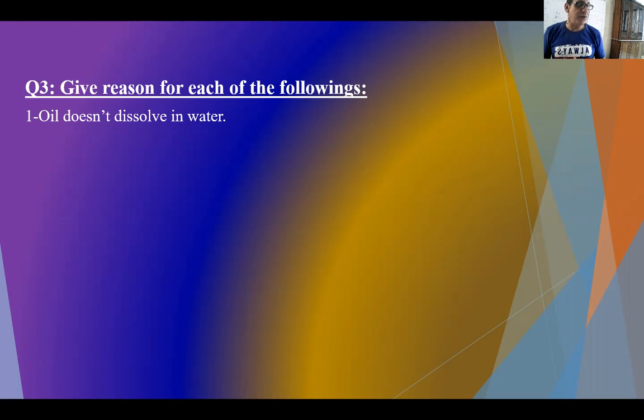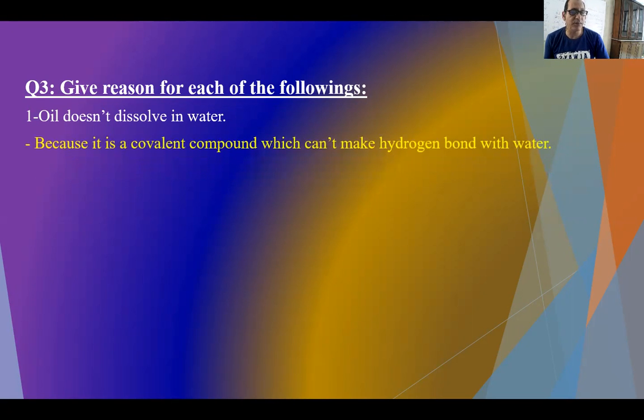Okay, so because of what? It cannot make a hydrogen bond, because it's a covalent compound which cannot make a hydrogen bond with water.